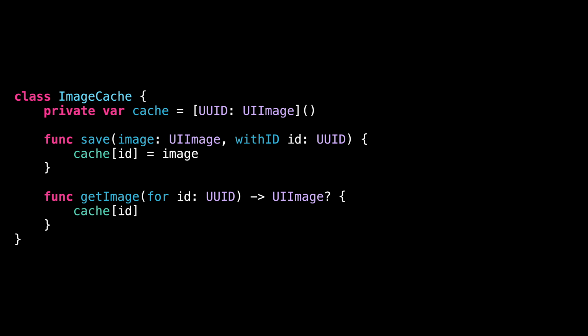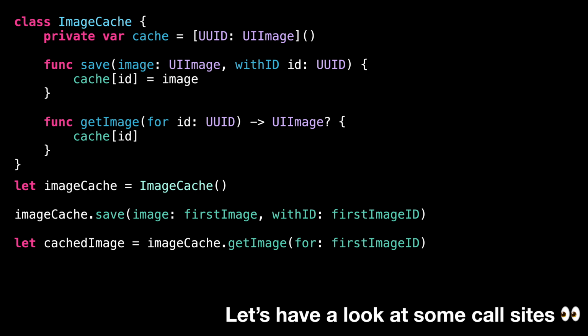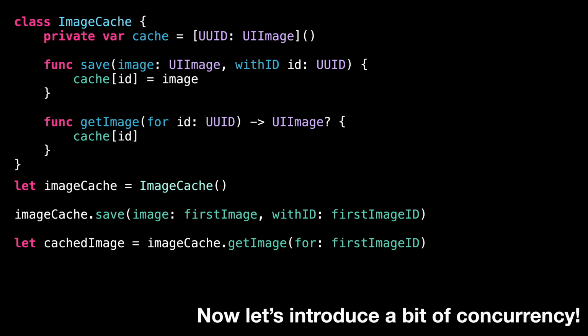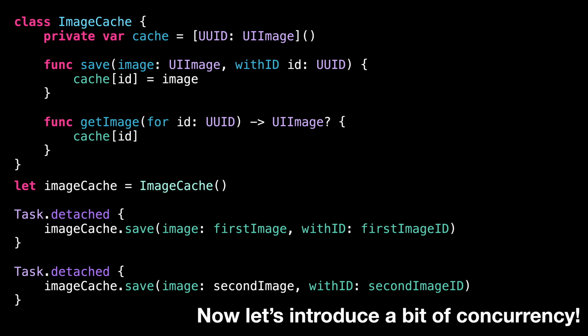As long as all our call sites are happening on a single thread of execution, everything is working fine. But let's try and introduce a bit of concurrency. Our image cache is now vulnerable to data races because it's very likely that both tasks will attempt to mutate its internal dictionary at the same time.